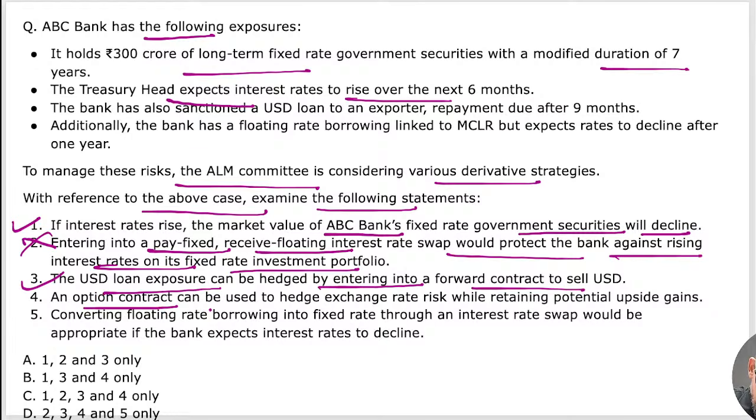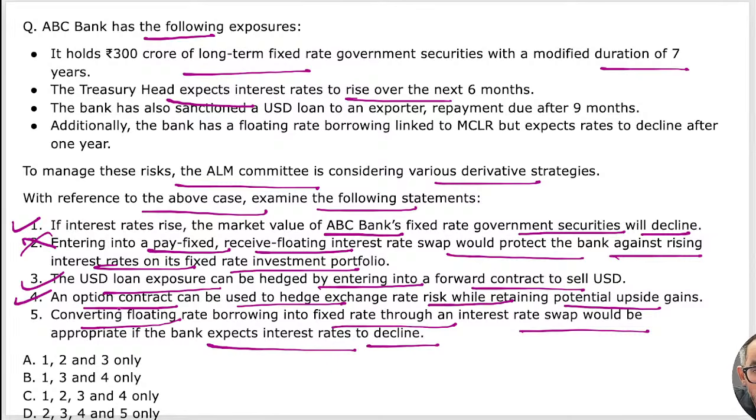An option contract can be used for the hedging purpose. Yes, it can be, while retaining the potential upside gain. Yes, long option basically. Converting floating rate borrowing into fixed rate through the interest rate swap would be appropriate if the bank expects interest rate will decline.